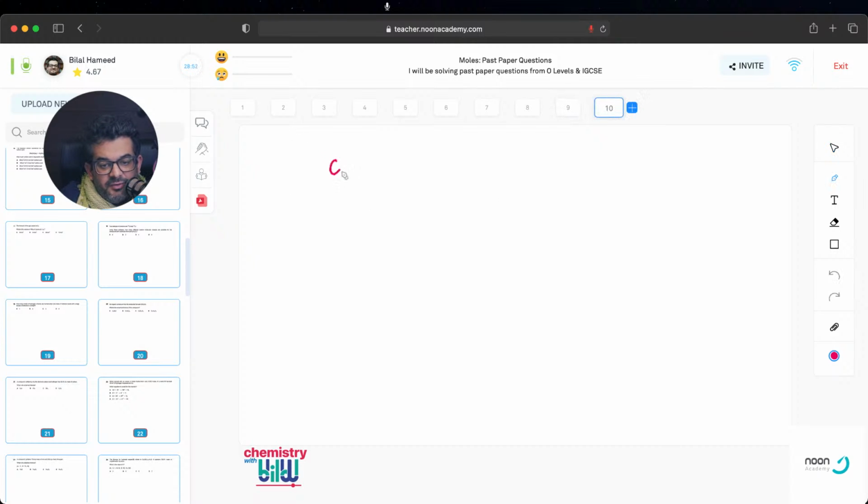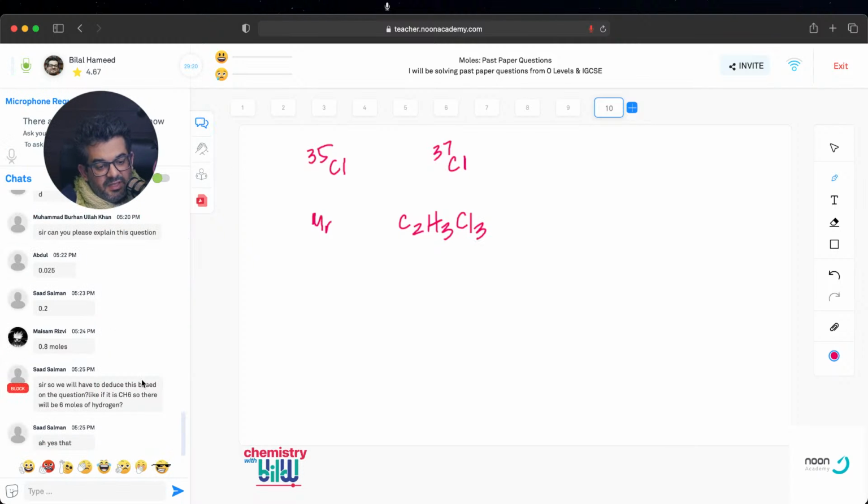I have two isotopes of chlorine, 35 and 37. And the question was asking how many different MRs I can have for C2H3Cl3. Now you might wonder, what does it mean to have different MRs? Now we go into the isotopes territory, but in terms of MRs, what they mean is that you have 3 Cls. Now what different MRs can there be?